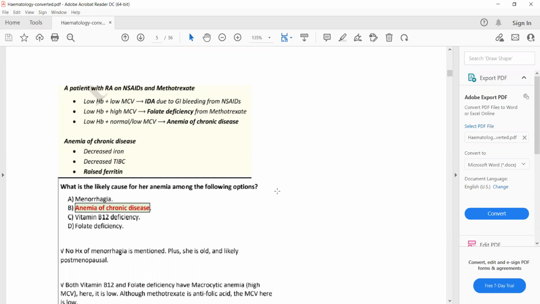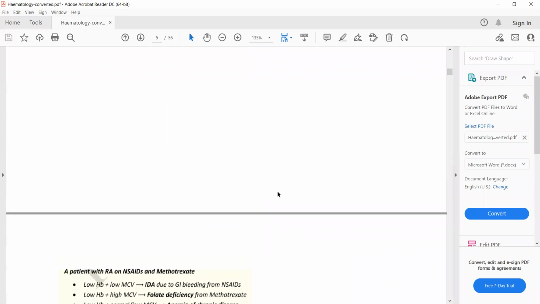So a person with a history of rheumatoid arthritis presents to you with low HB and low MCV, and they ask you about the cause of his or her anemia. You can say it is either anemia of chronic disease or iron deficiency anemia.